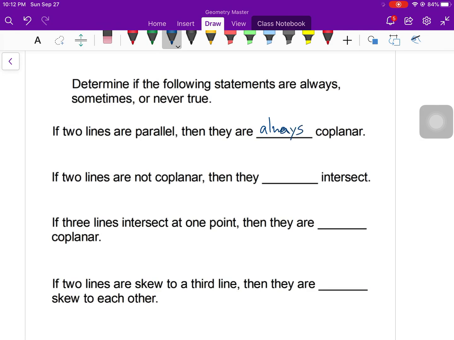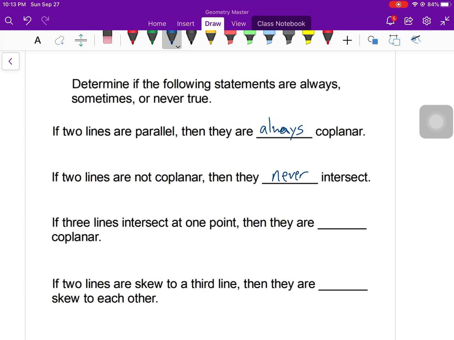If it said if two lines never intersect, then it would be sometimes coplanar because of skew lines. If two lines are not coplanar, then they never intersect. If they were coplanar, they sometimes would intersect, if they're parallel or not. But if they're not coplanar, that means they can't touch each other. If you had two lines that intersect, there is a plane that connects both of those.